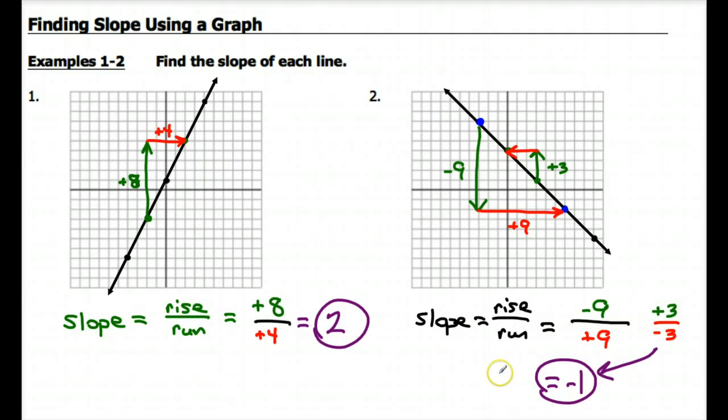So I want you to see that no matter what points you pick on the line, as long as you're counting your spaces correctly and you're using the correct signs based on the direction you're going, you're always going to get the same slope as your neighbor.